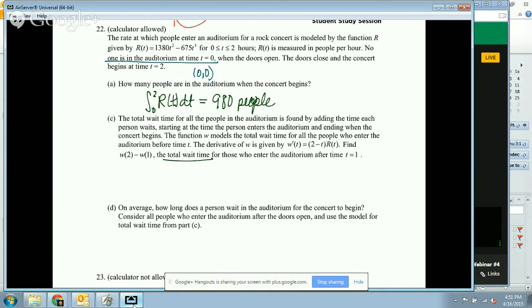So I'm going to be taking a look at taking an antiderivative, right? I'm going from a rate to an amount. So I'm going to take the antiderivative from 1 to 2 of (2 minus t) times r of t dt. Okay, so that's where I'm going to start. And guess what? I can use a calculator. There is no reason not to just use my calculator. I get 387.5.